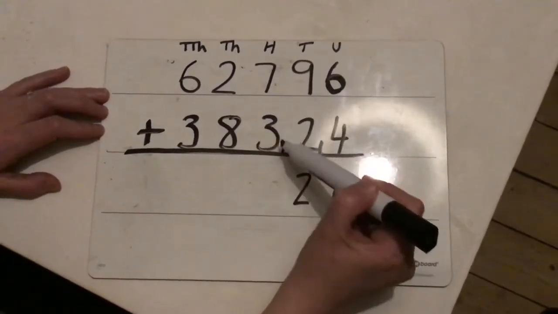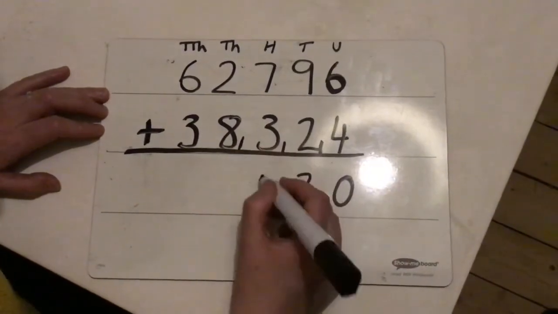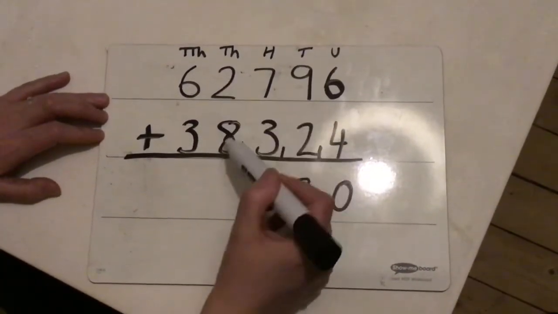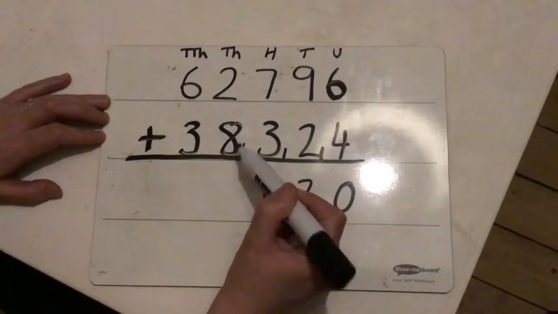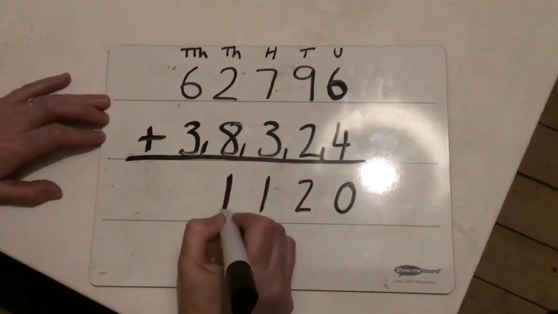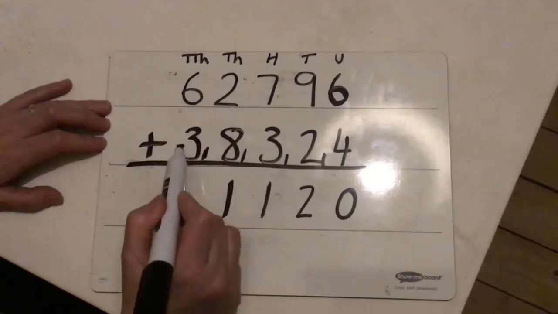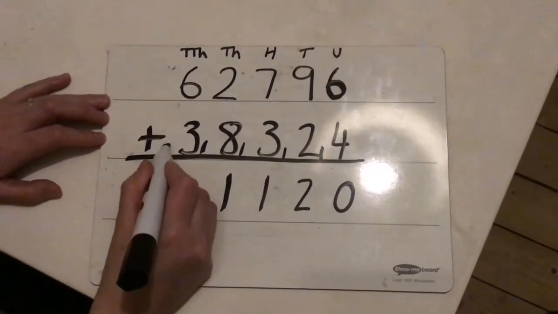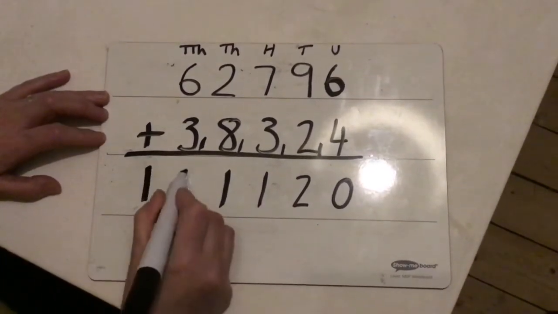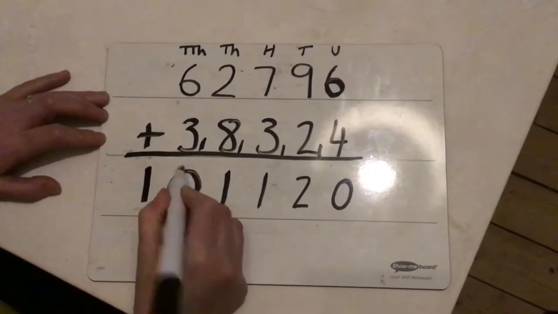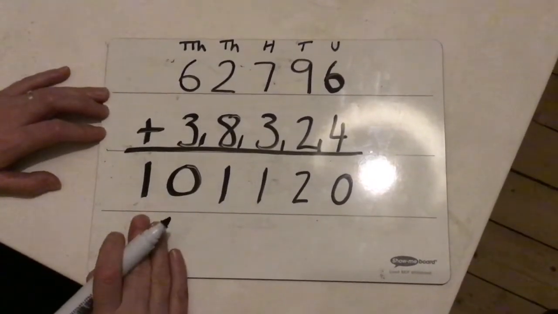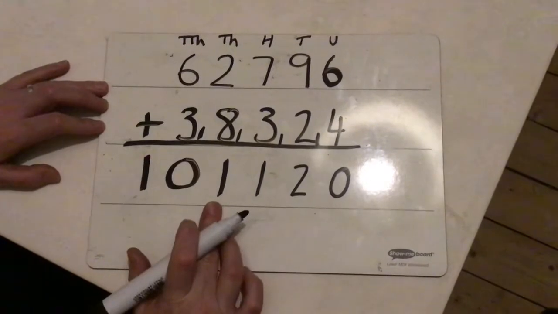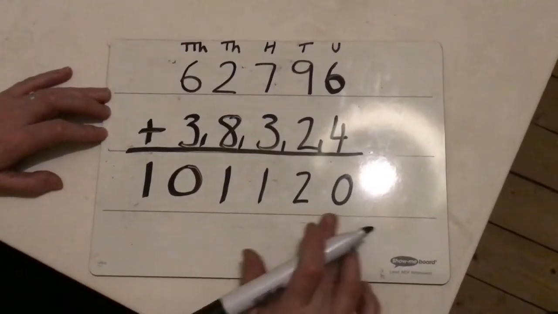7 and 3 is 10, add 1 makes 11. And 2 and 8 is 10, add 1, that also makes 11. And then I've got 6, 7, 8, 9, 10. Now, I don't need to carry this one up here. I would write this whole 10 there, okay? So my answer would actually be 101,120.